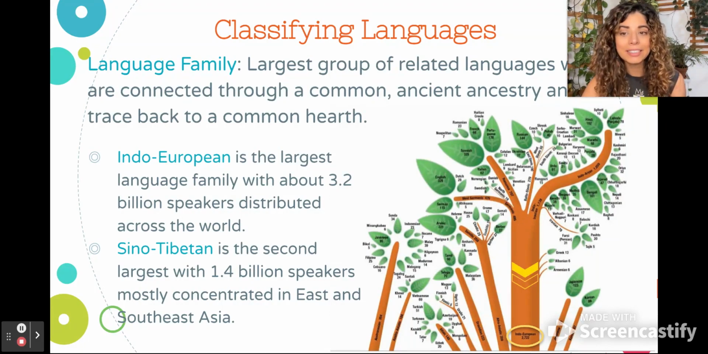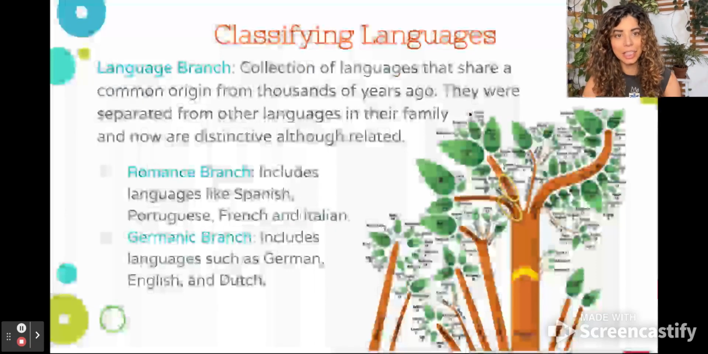So Indo-European is the largest language family, which is more or less about 3.2 billion speakers around the world. Sino-Tibetan is the second largest with 1.4 billion speakers. Most of those are in East and Southeast Asia.